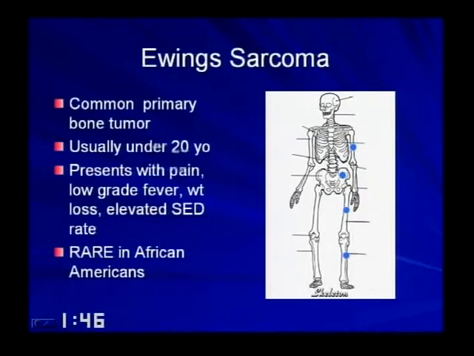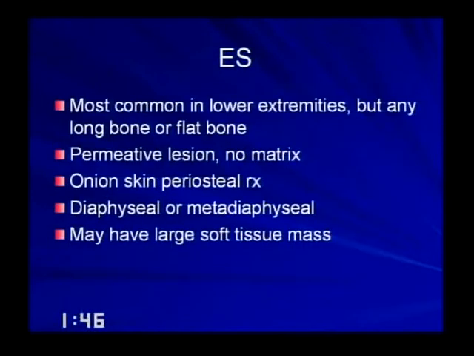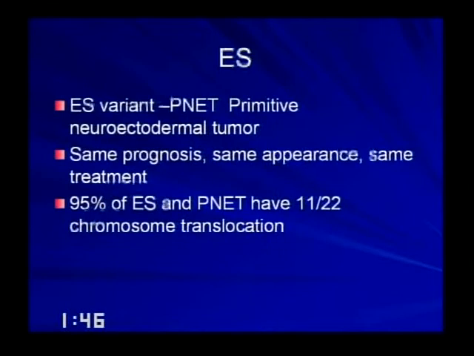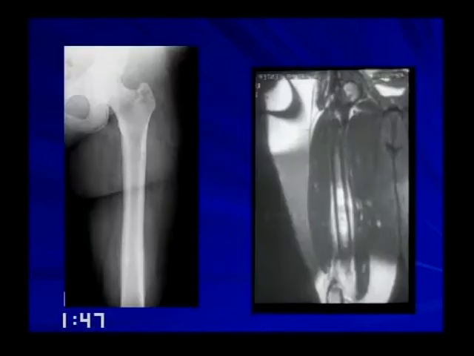Ewing sarcoma, we need to talk in the next 30 seconds on small blue cell tumors. Ewing sarcoma, common primary bone tumor after osteogenic sarcomas, usually under 20, rare in African Americans. So if you have a black patient, it would be unusual to have a Ewing sarcoma. They tend to be diaphyseal. Onion skin we've already talked about. There are variants. We're not going to talk about PNETs. But here's your typical onion skin periosteal reaction.